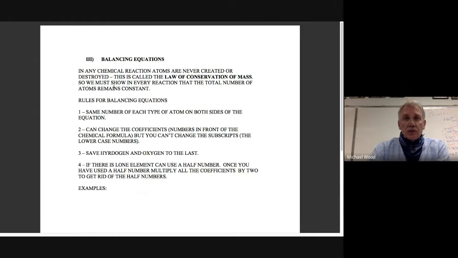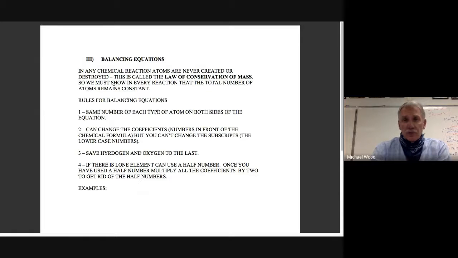So balancing equations: in any chemical reaction, atoms are never created or destroyed. This is called the law of conservation of mass. So what that says is that you can't create atoms, you can't destroy atoms. The total number of atoms remains constant. So we always have to show that.